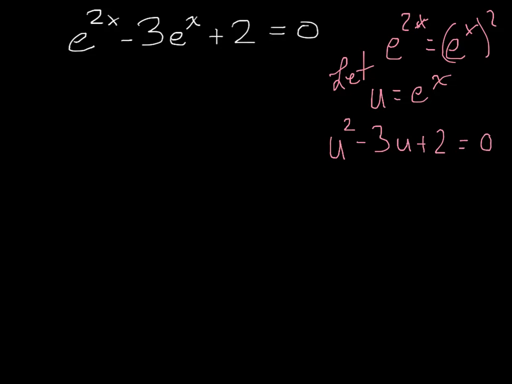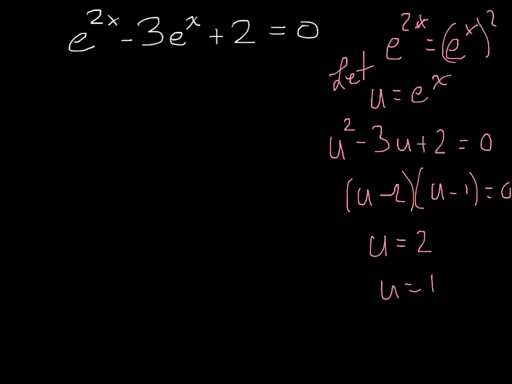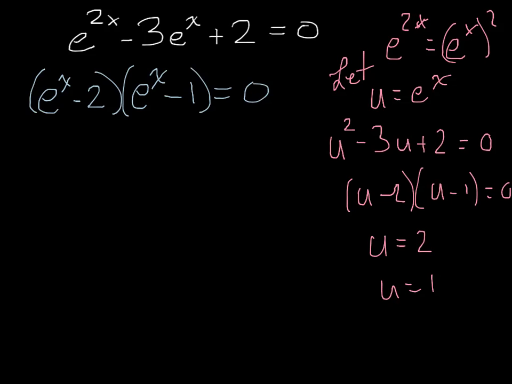So if I factor that, I get u minus 2 and u minus 1 equals 0. So u equals 2 or u equals 1. Now, bringing it back to our problem, that just means I can factor this to e to the x minus 2 times e to the x minus 1 equals 0. Now I get two solutions. E to the x can equal 2, or e to the x can equal 1, skipping a step there, obviously.